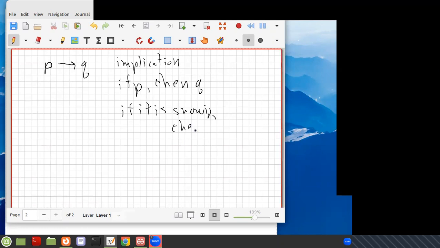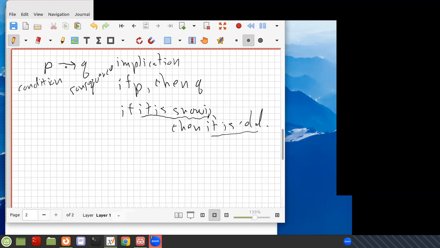snowing, then it is cold. The problem with using if-then in English is that oftentimes if-then is used for many different purposes. For example, here we know there's a physical connection between being cold and snow. So you tend to think of this as somehow meaning some kind of physical or semantic connection between this first piece, called the condition, and the second piece, called the consequence.